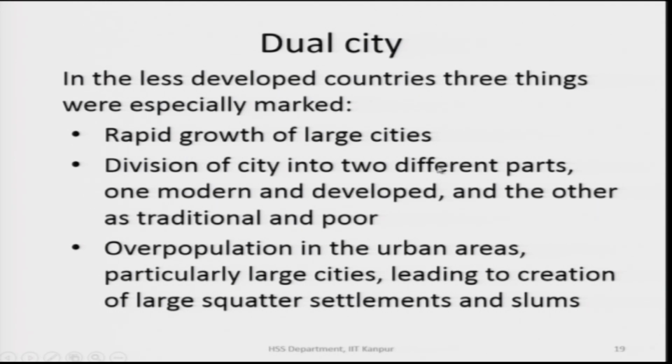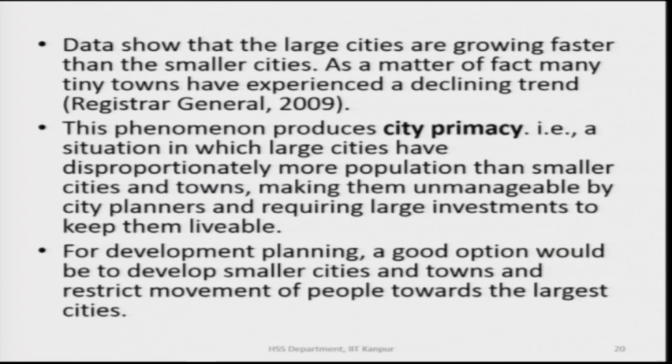Urbanization has also produced dual cities and colonial policies and exploitation to which Michael Lipton refers. And dual cities: a modern city, in all cities you find a civil line area with modern facilities and a part where poor, slum dwellers, those in informal sector or traditional population lives.